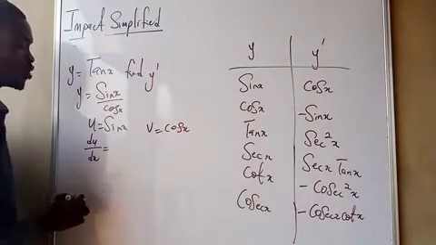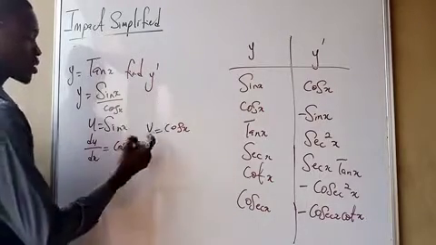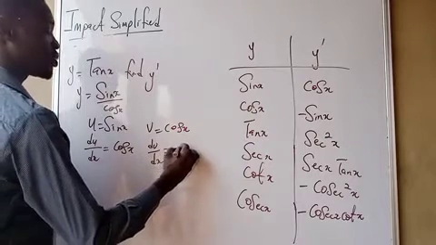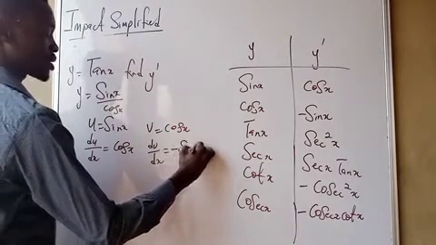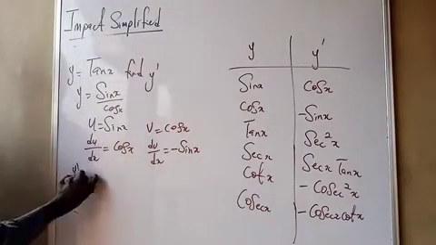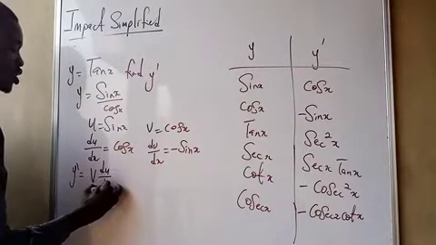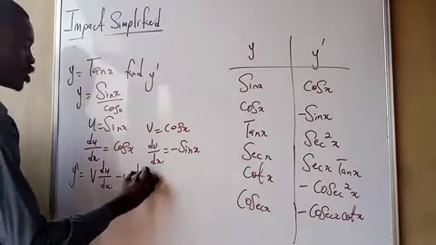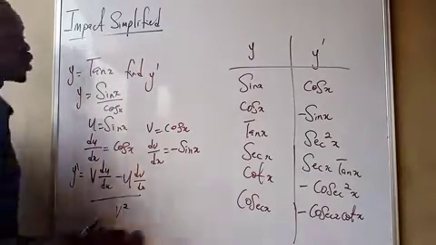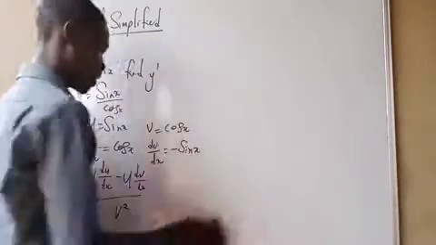Differentiating, du dx: the differential of sine is cos x, and the differential of cos is minus sin x. After this, we need to know the formula for the quotient rule, which is v du dx minus u dv dx, divided by v squared. Knowing this formula, we are now going to insert all our functions into it.